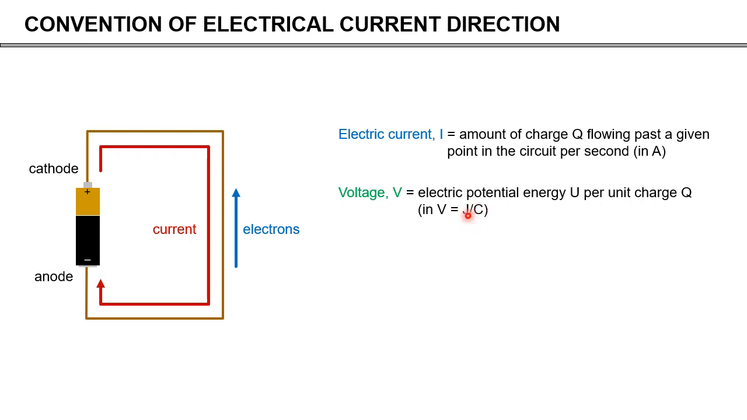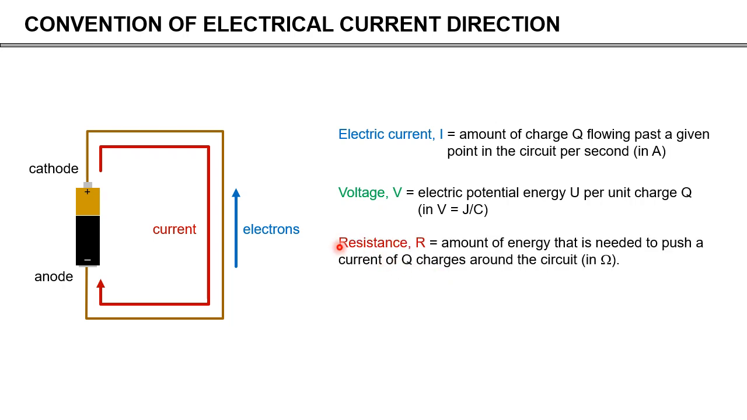Voltage is basically the electric potential energy that is available to work on charges. The unit is volt, which is also joule per coulomb, energy per charge. And then finally you have the resistance, which is basically the opposition to that electrical current. Or in other words, it is the amount of energy that is needed to push the current around the given circuit, and it's expressed in units of ohm.